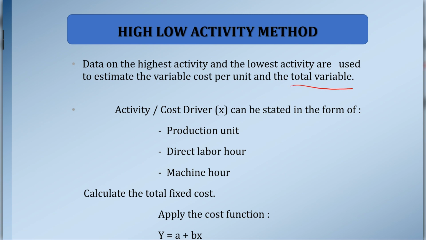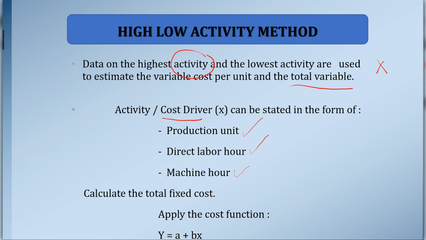So bila anda diberi soalan, the first thing that you need to do is find the highest point of activity and find the lowest point of activity. And when we say activity, that means we are focusing on the X element, okay, or the unit of production. So activity or cost driver here can be stated, okay, dalam soalan you will come across this form. Kita boleh nampak dalam bentuk sama ada production unit or direct labor hours or machine hours. So these are the cost driver that will drive the cost to certain level of amount.